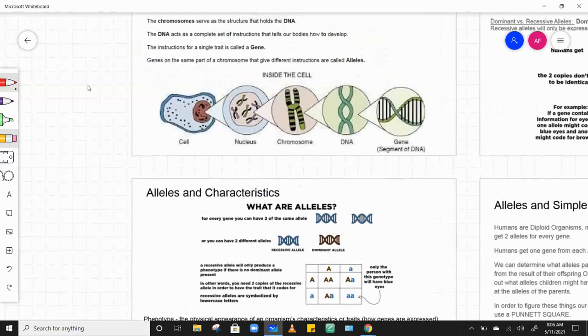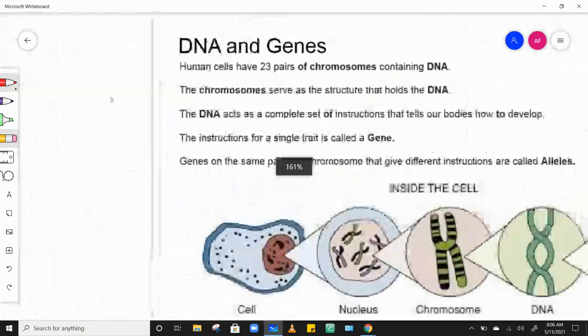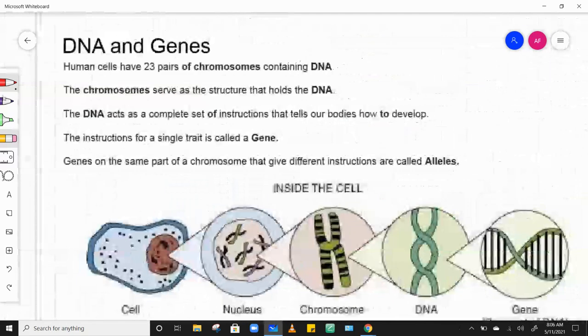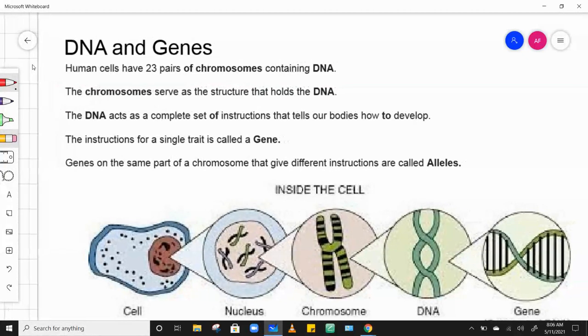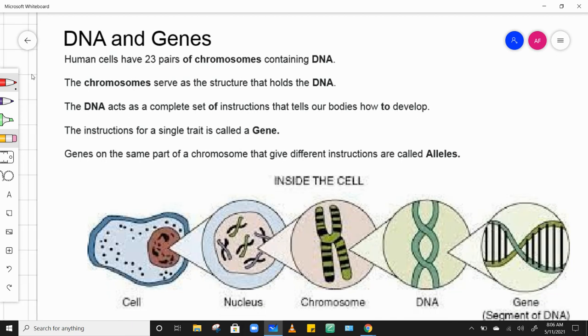Okay, so first, let's start off here by talking about DNA. I'm sure all of us have heard of DNA before, deoxyribonucleic acid. In human cells, DNA acts as a complete set of instructions that tells our bodies how to develop. It encodes for each protein. There are little parts of each piece of DNA called a gene, which tells the body what proteins to make.